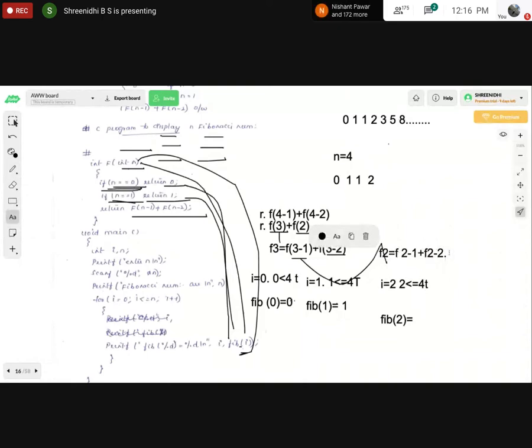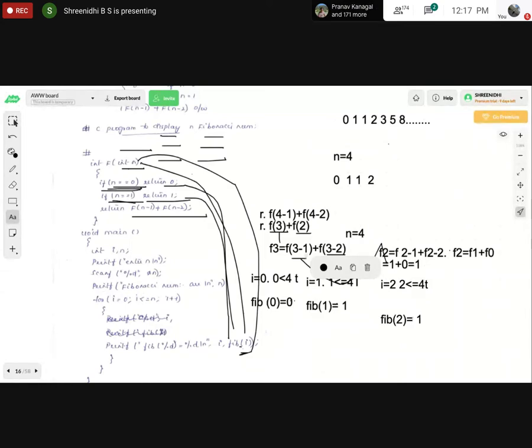See here, f of 2 will be f of 1 plus f of 0. You know what f of 1 and f of 0 are: f of 0 is 0, f of 1 is 1. So this will be 1 plus 0, and your f of 2 will be 1. So finally I got f of 2 is equal to 1.